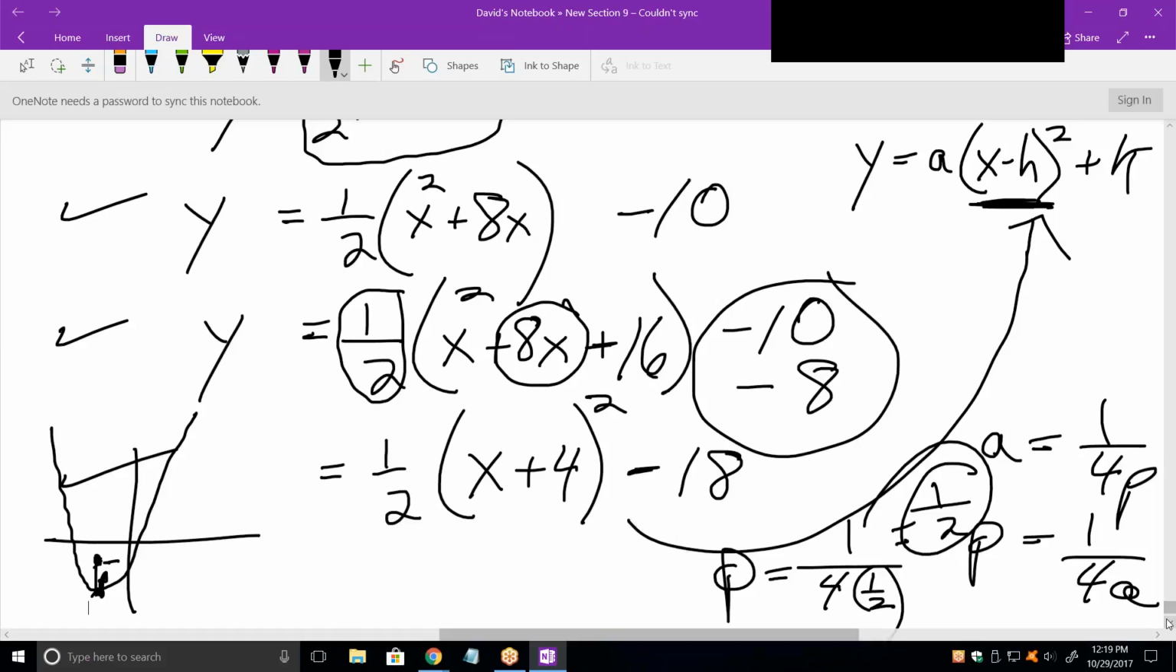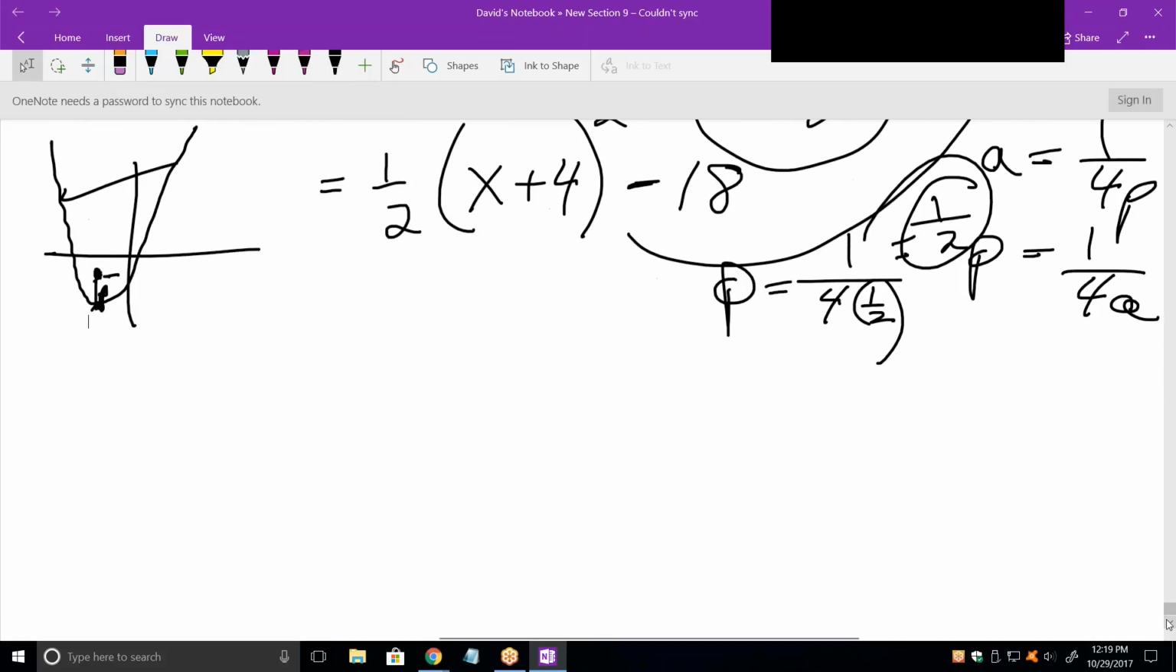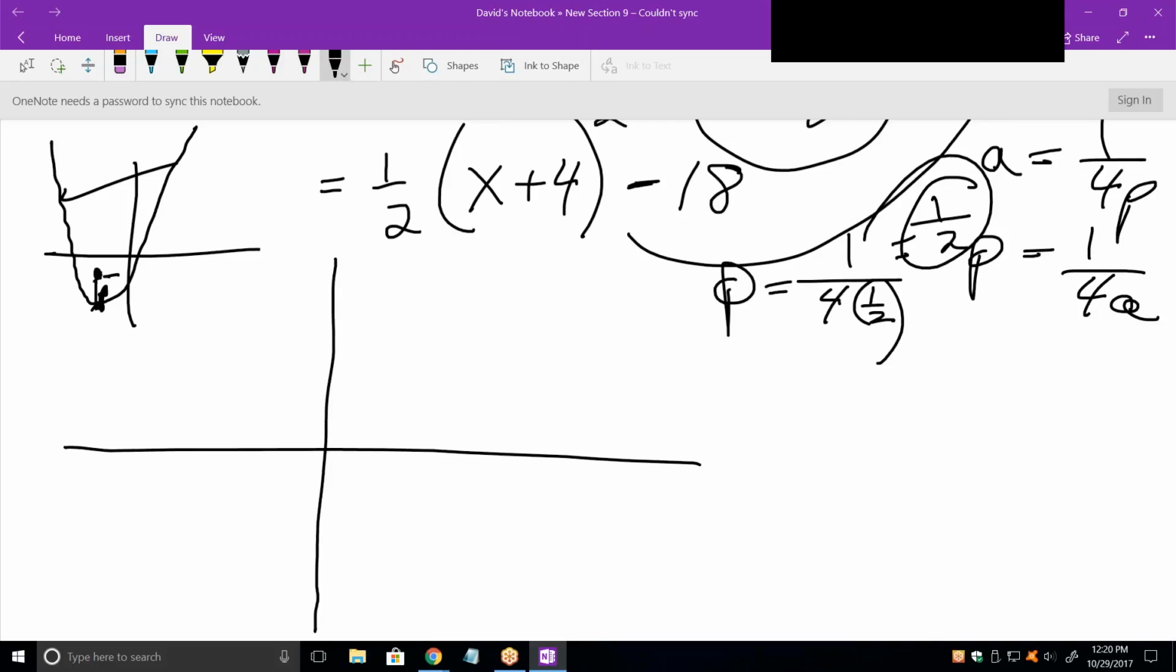In other words, that's what they want, is where is the focus and where is the directrix? Well, let me draw a little bigger scale here. So if my vertex is right there at -4, -18, and I know it opens up, tell me what the coordinates of the focus are.